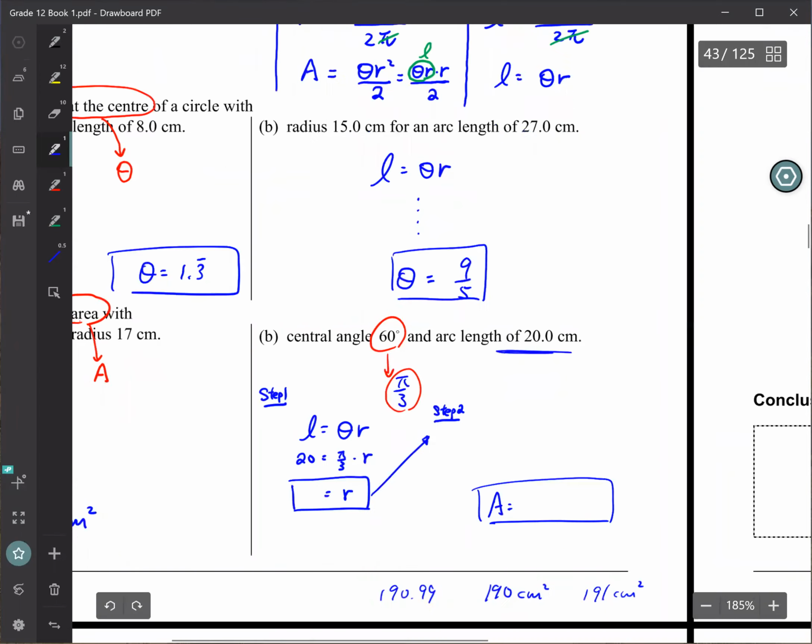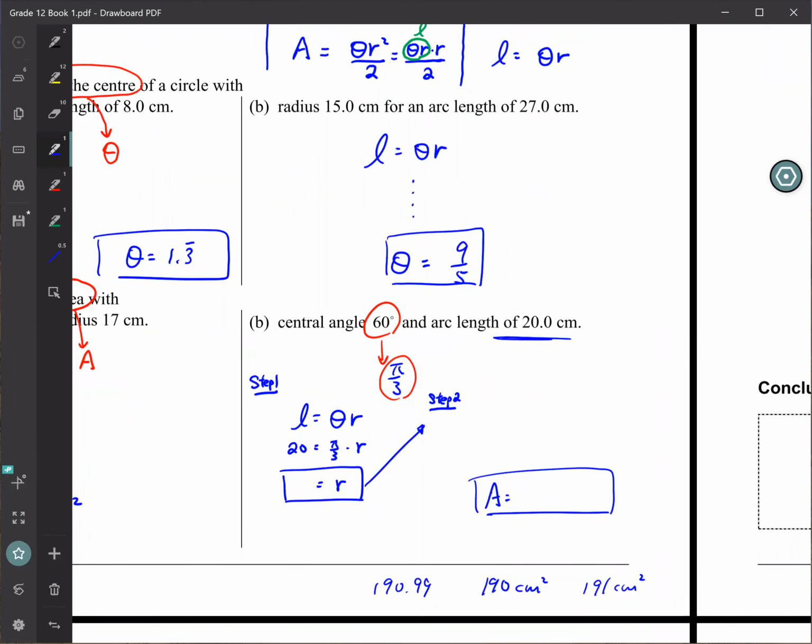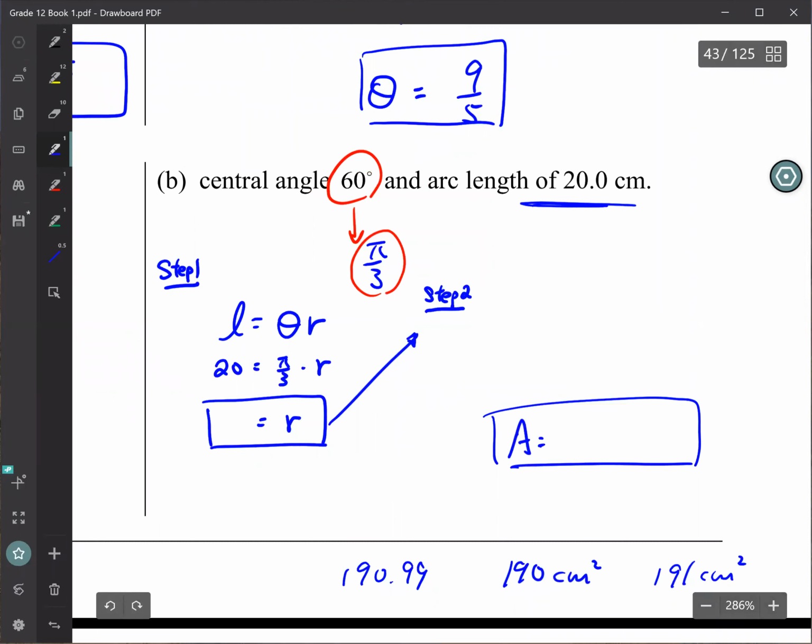Let's check the radius. Let's see if we keep everything in pi and what answer you will get. So Cindy, what do you have for radius? 60 over pi. Yeah, okay, so let's keep the pi there. Instead of using 3.14, we'll keep it in pi. And then for area, which formula did you choose for step 2, Trudy?